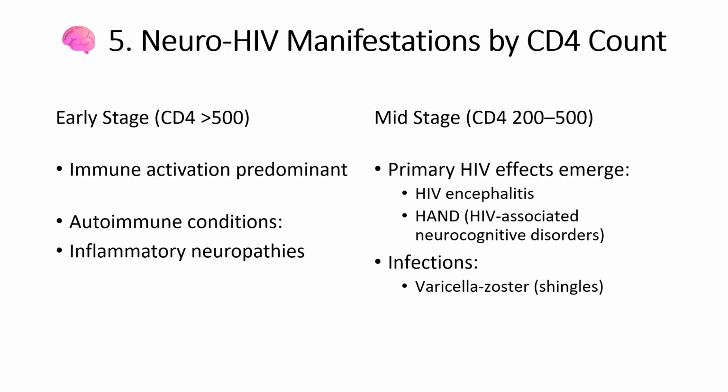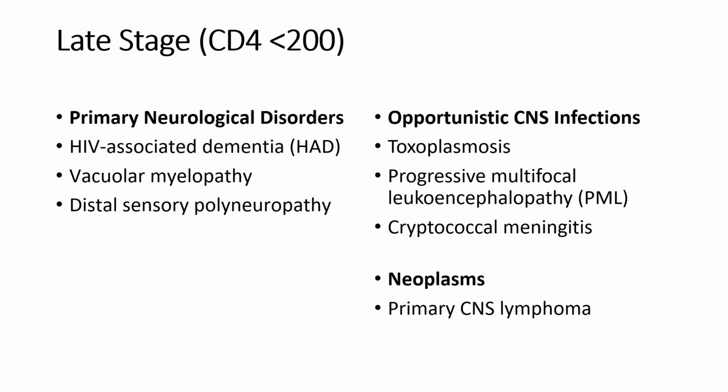Coming to neuro HIV manifestations by CD4 count. In the early stage, where CD4 is more than 500, immune activation due to infection is common. So there are autoimmune conditions like inflammatory neuropathies, such as AIDP and CIDP. Whereas in the mild stage, when CD4 is 200 to 500, primary HIV effects emerge, like HIV encephalitis, HIV-associated neurocognitive disorders, and infections like varicella zoster.